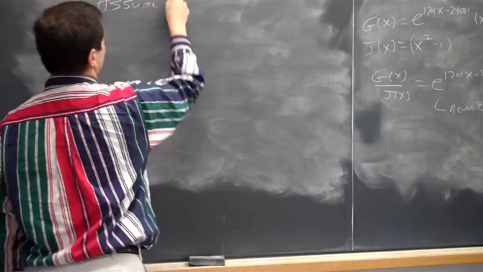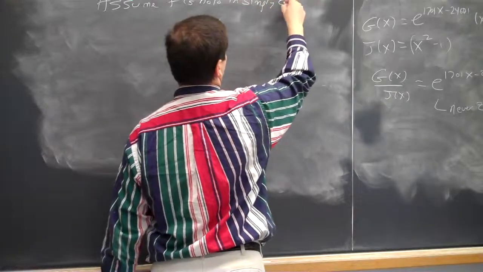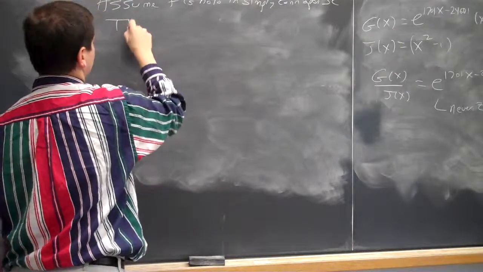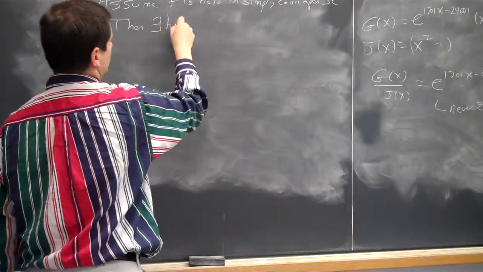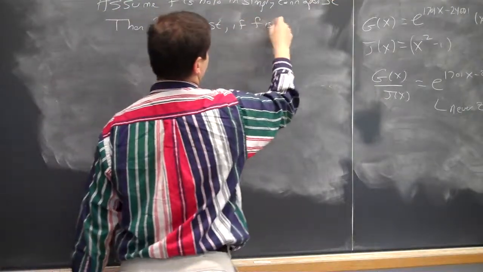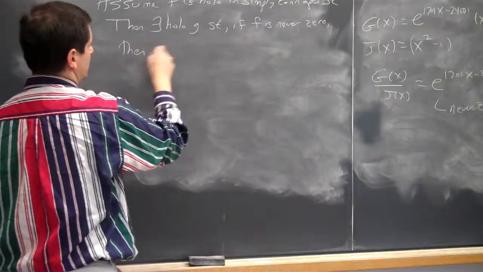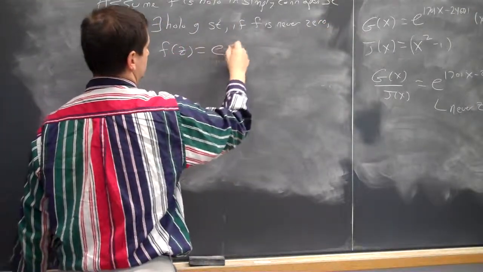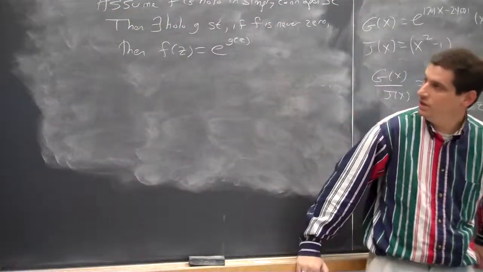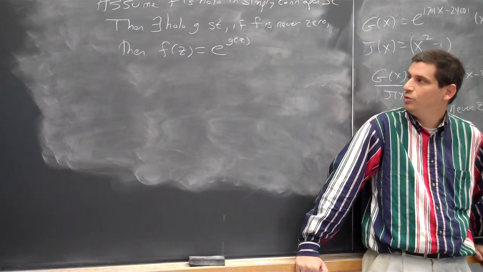assume f is holomorphic in a simply connected open set omega. Then there exists a holomorphic g such that if f is never zero, then f of z is e to the g of z. Okay? So the only holomorphic functions that are never zero can be put in the form of e to the g of z.